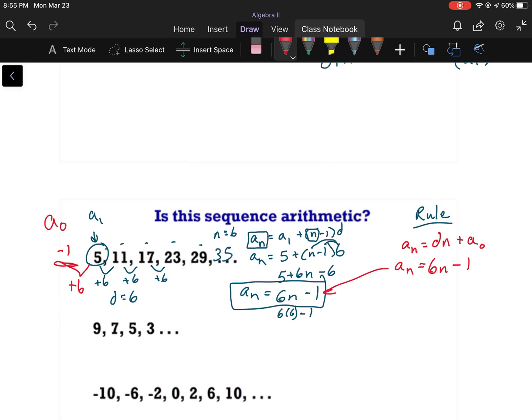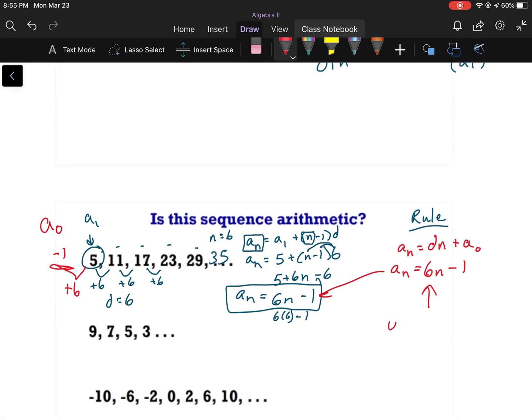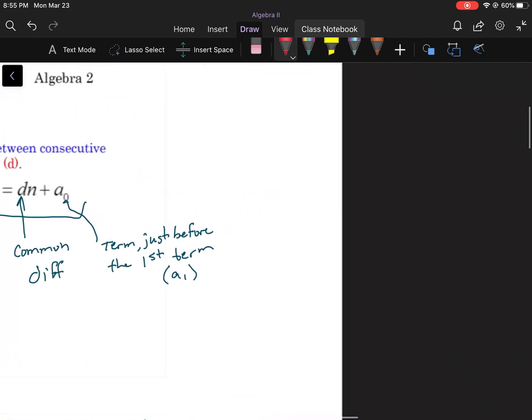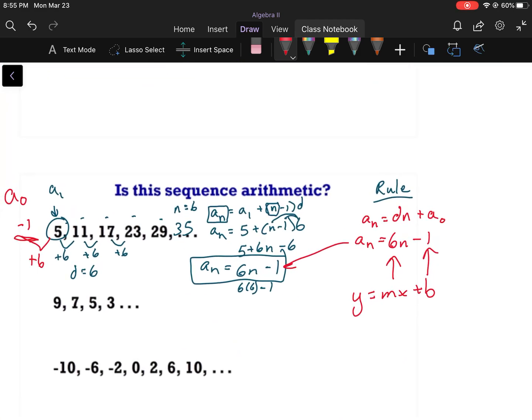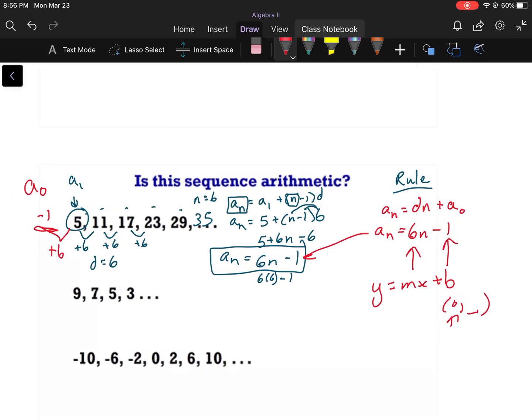The reason why I like this one a lot better is it's a lot quicker. I don't have to go through distributing that 6 and doing the parentheses and things like that. And this is really the same thing as y equals mx plus b, where that would be my y-intercept, and my y-intercept is always 0 comma something. So my 0 term, 0 position. And then 6 is just my slope.